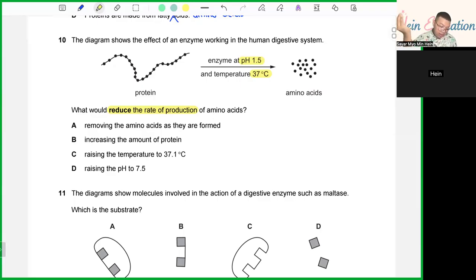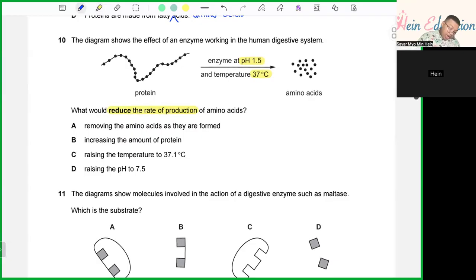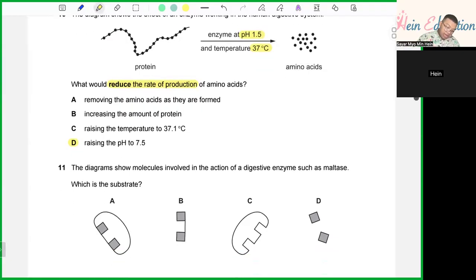Number C, raising the temperature to 37.1. You may say it's increasing, but it's only 0.1 and it will not have that much effect. It may have an effect, but not much, or maybe none at all. But number D, raising the pH to 7.5. This might be a problem because the original optimum pH is 1.5, and if you change to alkaline condition, then of course the enzyme will denature, and that would be the answer for number 10.